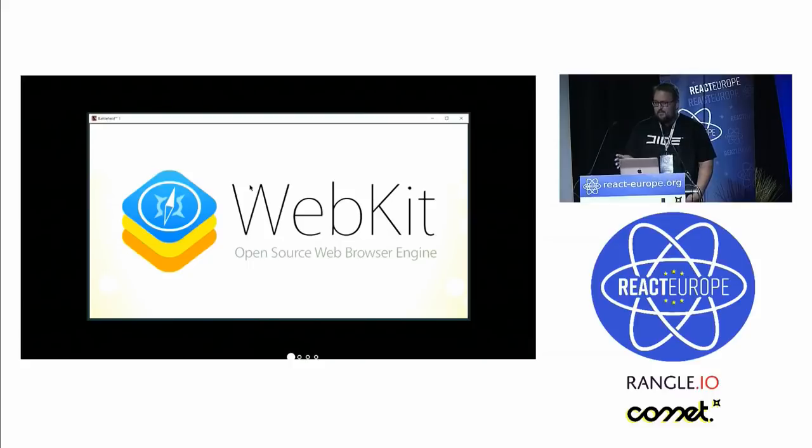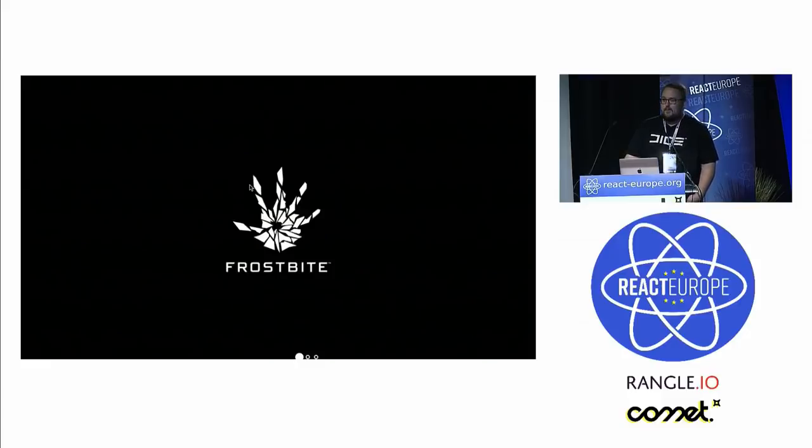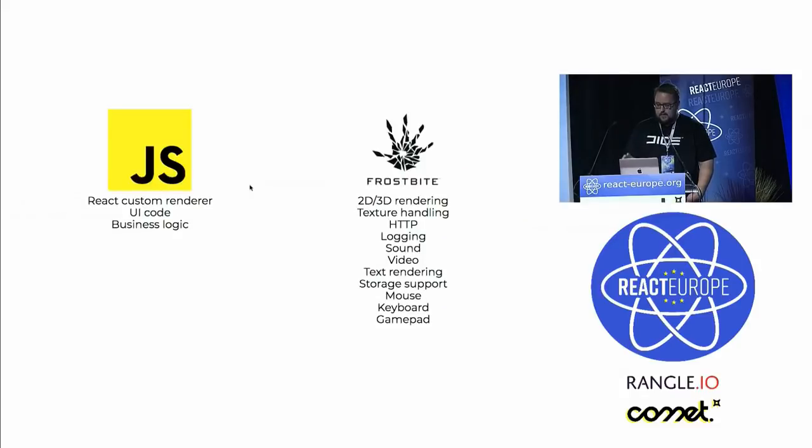So we figured, and this is about the time when React Native was announced back in the beginning of 2015, we have this awesome game engine that can do a lot of stuff. Why don't we use React to control the game engine instead of having a whole browser inside the game? So what we did, we have JavaScript, and we create a custom renderer, and then we have the Frostbite game engine, which has a lot of stuff like rendering, HTTP requests, and they abstract the underlying platforms such as a PlayStation or an Xbox One or a PC for us.